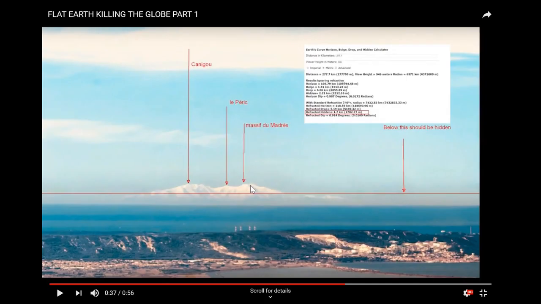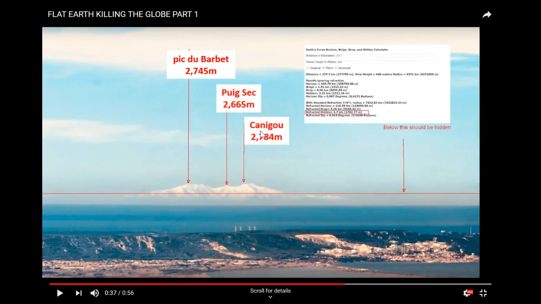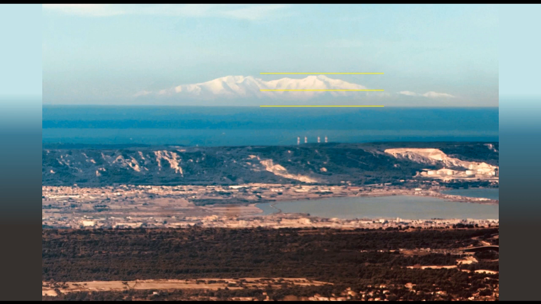Alright, so let's identify the peaks properly. So this one here is not Canigou. This is called something French. This is not this French one. This is another French one. This one is Canigou. And the other two, which he has misnamed, this one in French, and that one something else in French.